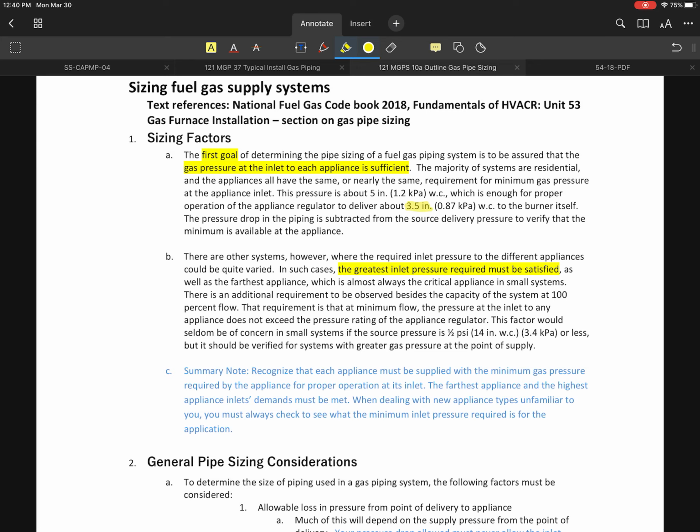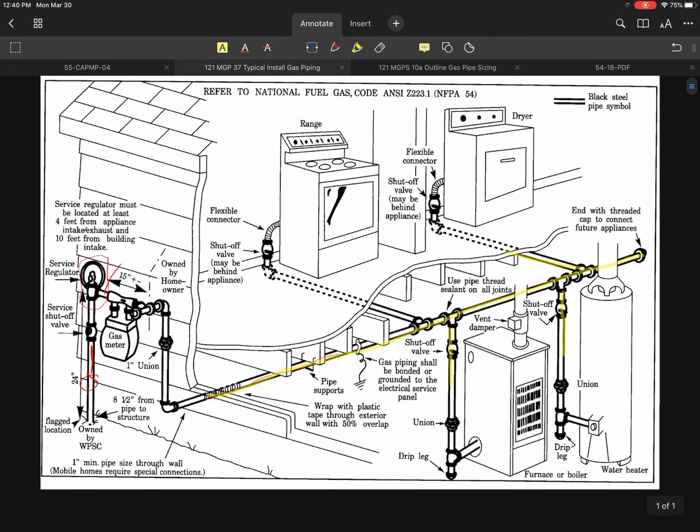And that's going to be the minimum pressure drop that has to be subtracted from that source delivery pressure to verify that minimum is available to the appliance. So I'm going to go back to that picture now. Let's see what this means.